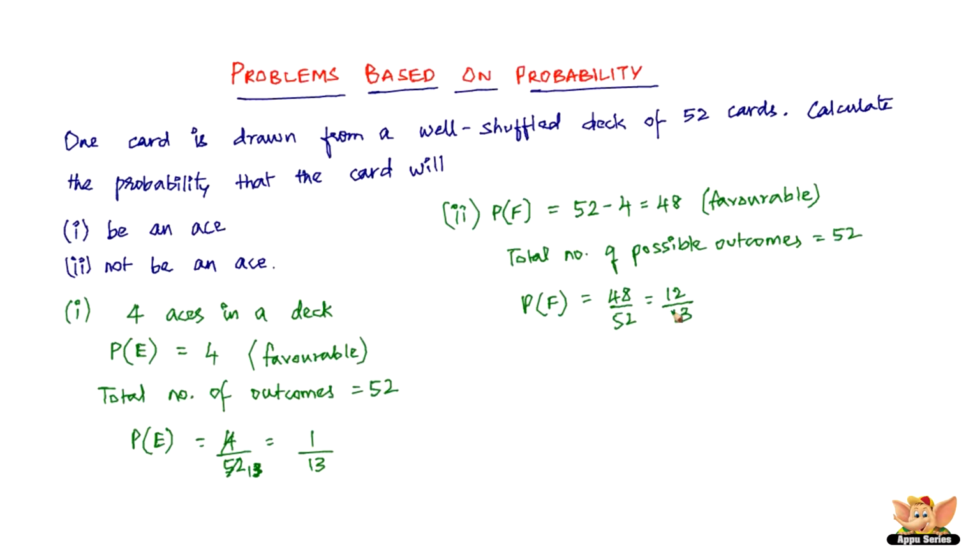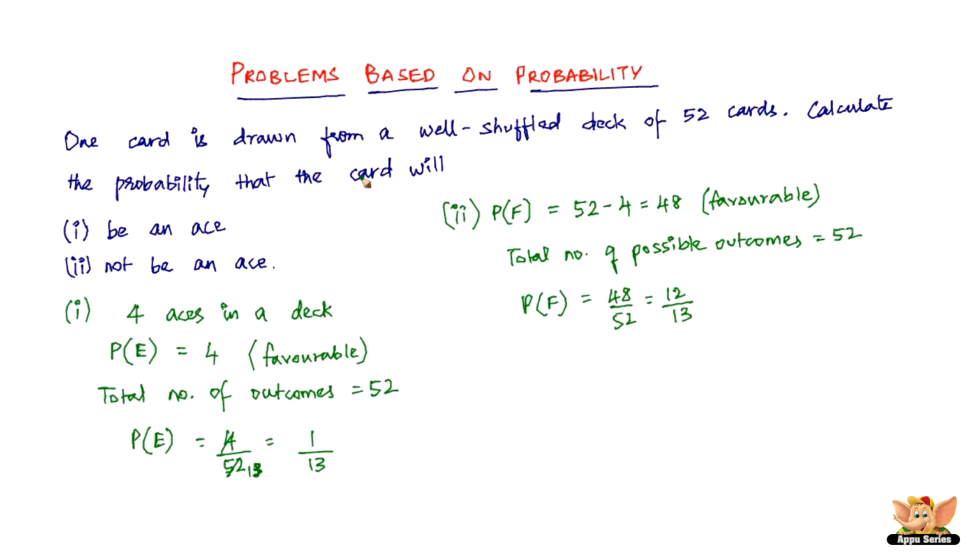There is another way to calculate this 12 by 13. We just have to use the complementary events concept and find the probability of the card not being an ace. I'll leave it to you to go ahead and use the complementary events concept to find out if you still get 12 by 13. So, this is another simple problem, not very complicated. So this ends this problem.